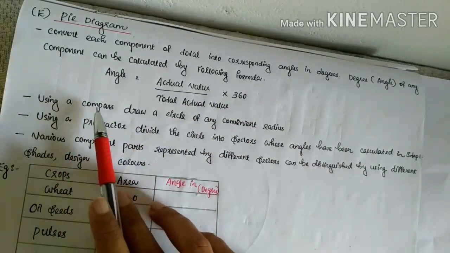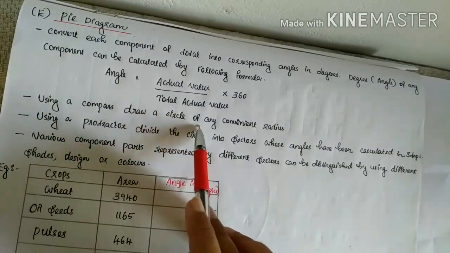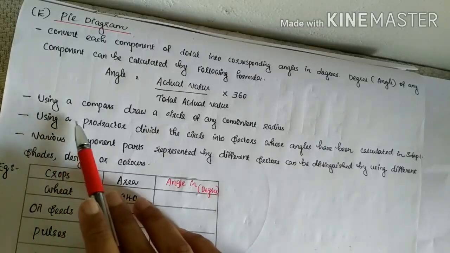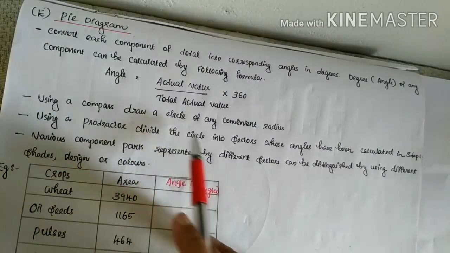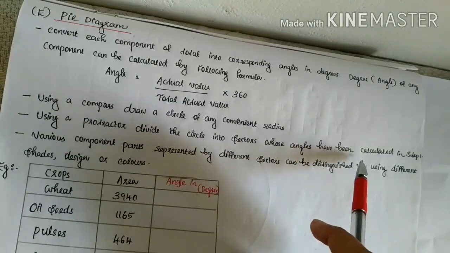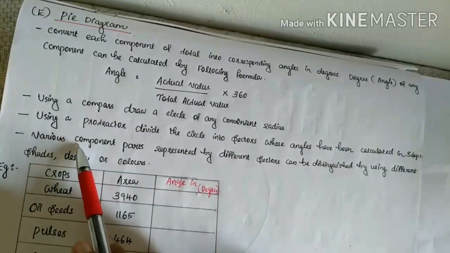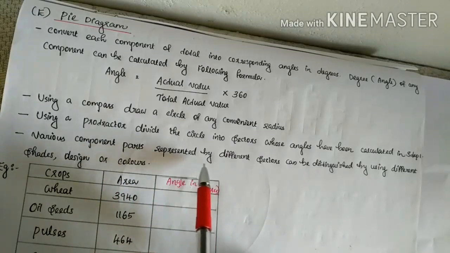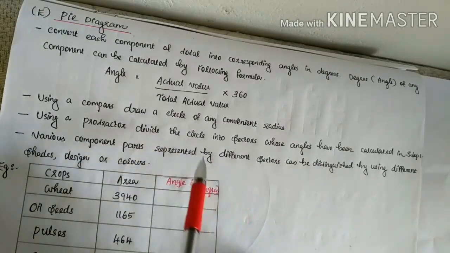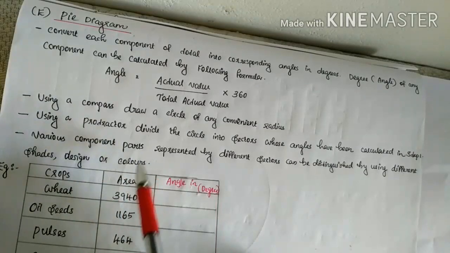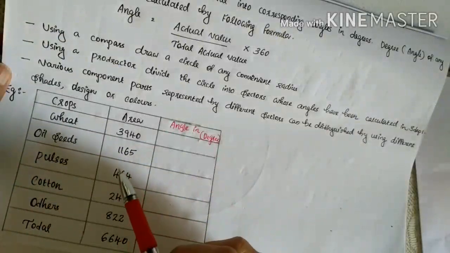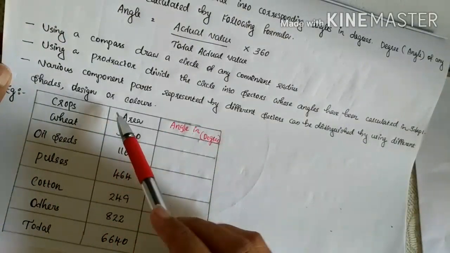Then using a compass, draw a circle of any convenient radius. Then third, using a protractor, divide the circle into sectors whose angles have been calculated in step 1. Various component parts represented by different sectors can be distinguished by using different shades, designs or colors. So let's draw a pie diagram using this information.